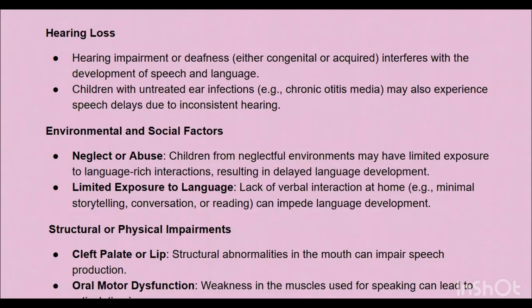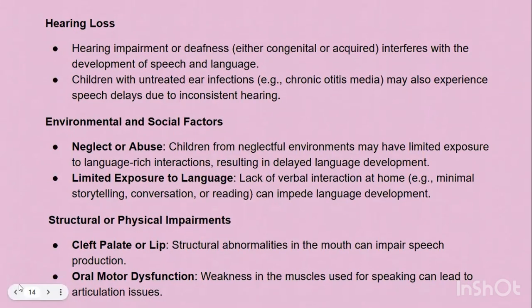Structural or physical impairment, such as cleft palate or lip. Structural abnormalities in the mouth can impair speech production. This is basically saying like sometimes when your tongue is heavy, that's how they used to say it, it can delay how you speak. Oral motor dysfunction: weakness in the muscles used for speaking can lead to articulation issues. Next slide.